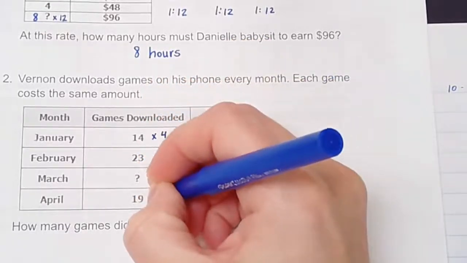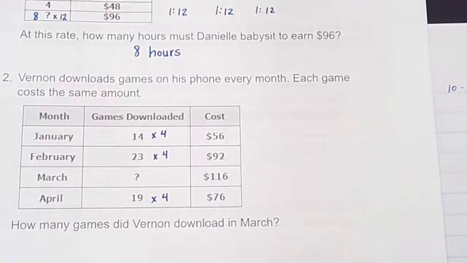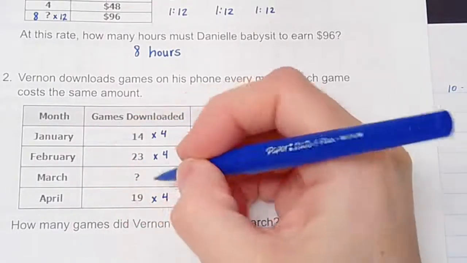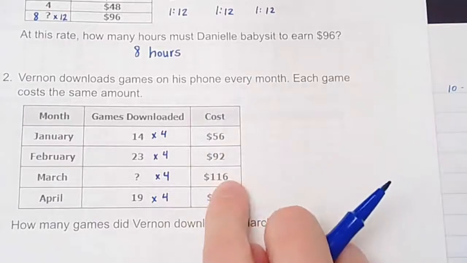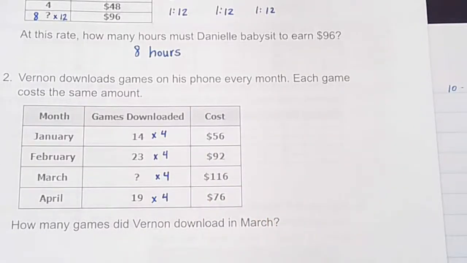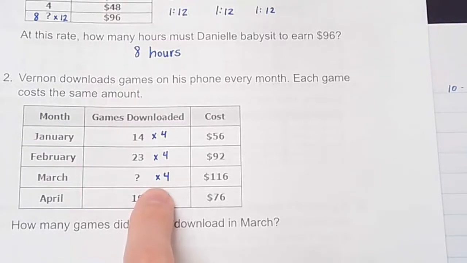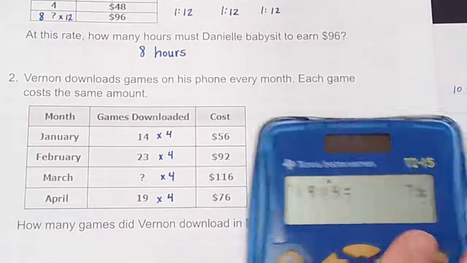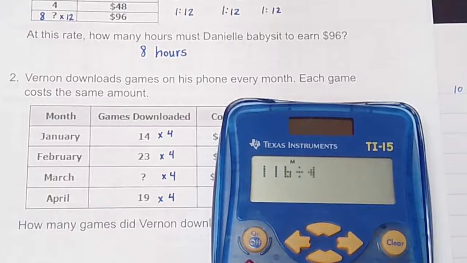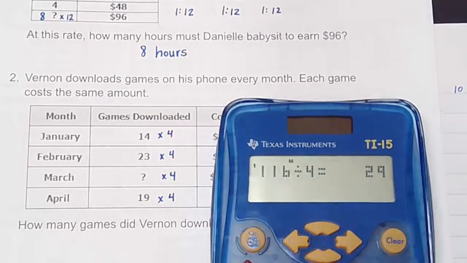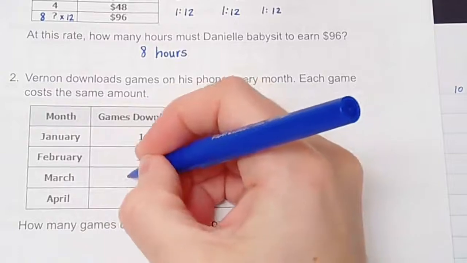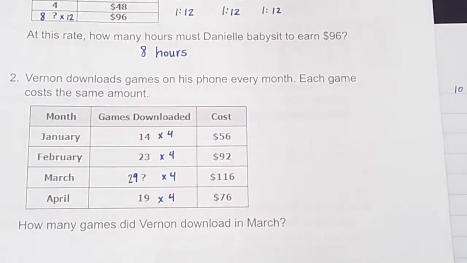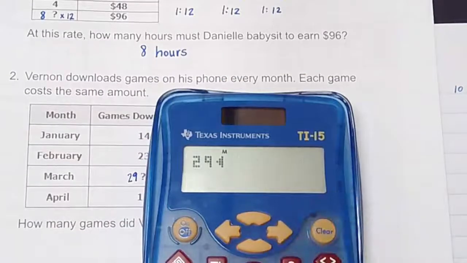Okay, so now I just need to figure out what times 4 is going to give me 116. Well, I don't know that off the top of my head, but now that I found the connection, I can just do the inverse, or the opposite, to figure it out. What's the opposite of multiplying by 4? Hopefully you know that that would be dividing by 4. So I'm going to take this 116 divided by 4, and I get 29. So that should mean that this is 29, but let's double check to make sure. 29 times 4, and I do get 116.